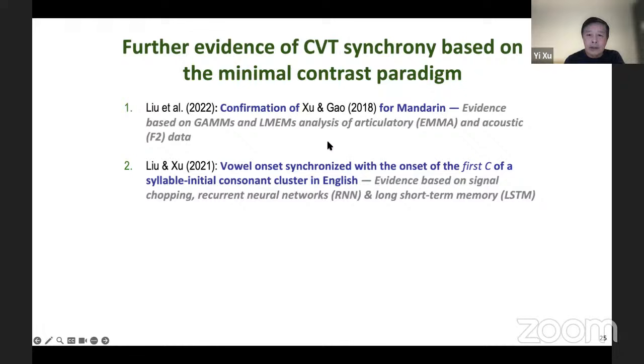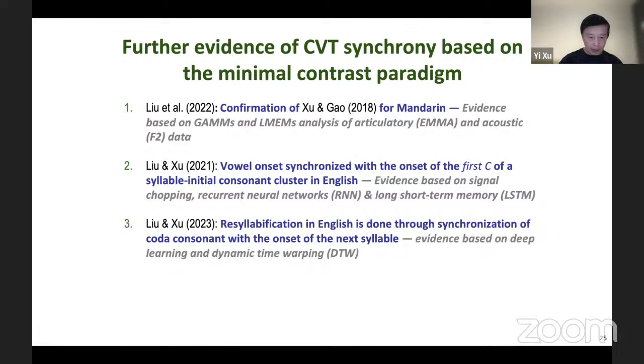And in a 2021 study, we looked at English and we showed that in an English word-initial, syllable-initial consonant cluster, the vowel onset starts with the onset of the very first consonant, not in the middle, as the C-center hypothesis says, but from the very first consonant. And in a study published this year, we showed that in English, when you resyllabify a consonant like in "an apple", the N becomes the onset consonant of the next syllable. And in that case, that N has been synchronized to the next syllable rather than the previous syllable.